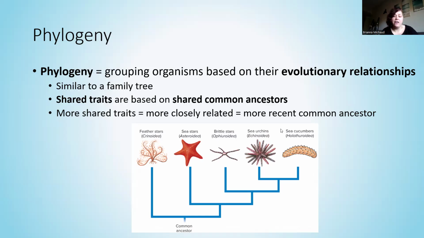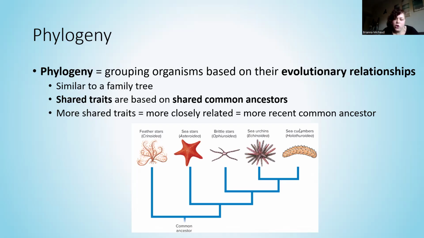Here, this is a phylogenetic tree for echinoderms. We'll talk about what those are later, but basically sea stars, sea cucumbers, and sea urchins are all echinoderms. And so we can see in this phylogenetic tree, sea urchins and sea cucumbers have a pretty recent common ancestor right here. So that means they're probably pretty closely related. They have a lot of traits in common. We call those shared traits.